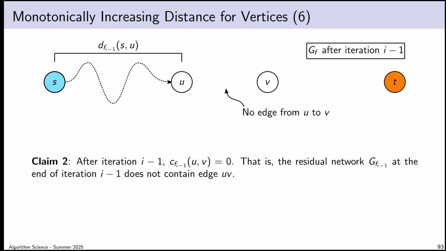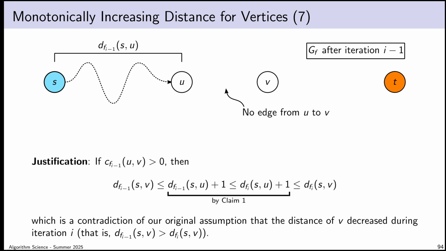After iteration I minus 1, so at the beginning of iteration I, the residual capacity of the edge UV equals 0. In other words, the residual network after iteration I minus 1 did not contain edge UV. Now this appears like it's coming out of nowhere, but the justification does establish pretty well why this has to be the case. Okay, so suppose that the residual capacity were greater than 0.